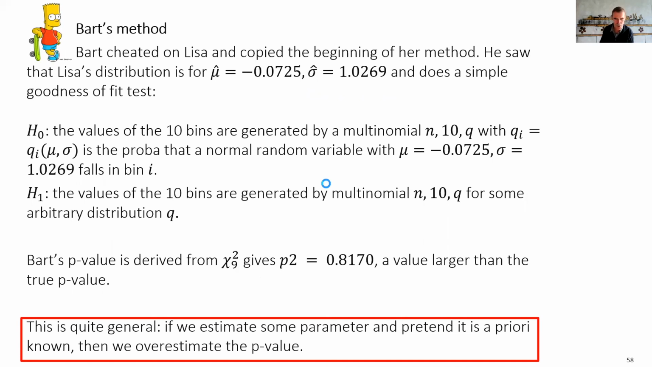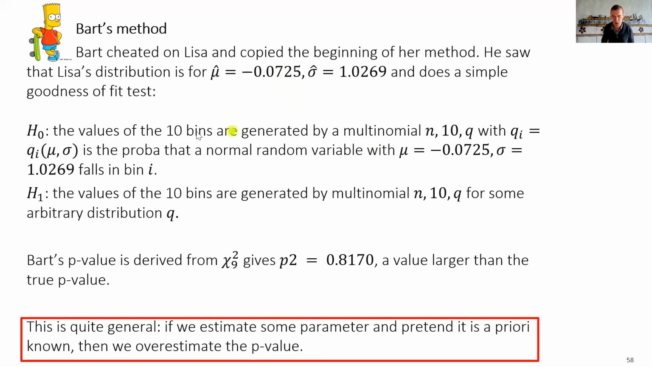Yet a third approach, which is the one by Bart. Bart is sometimes an outsider. He does things that are sometimes smart, sometimes not, depending on whether he's lucky or not. But one peculiarity of Bart, if you know The Simpsons, is that he cheats very often. So he cheated on Lisa and copied the beginning of her method. He saw that Lisa's distribution has optimal values equal to that. So he says, well, after all, if I want to test whether this data distribution is Gaussian, let me first estimate the mu and sigma using maximum likelihood estimation. And then I do a simple goodness of fit test versus this distribution here. So I'm not testing whether it's Gaussian, but whether it's Gaussian with these specific values.